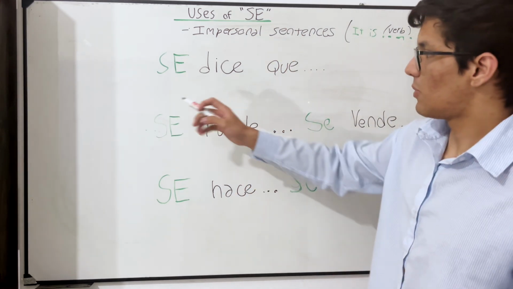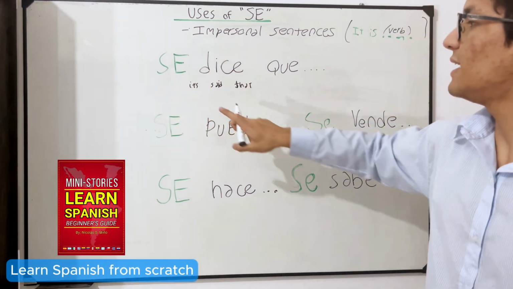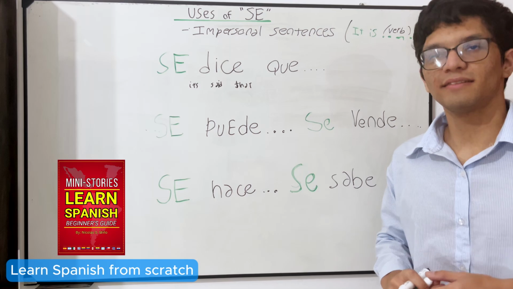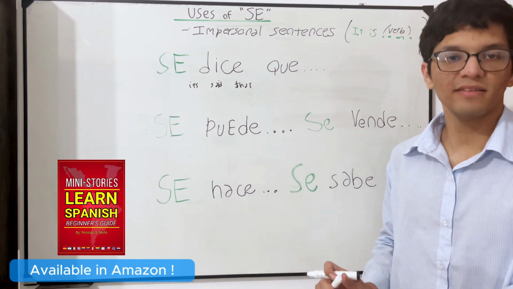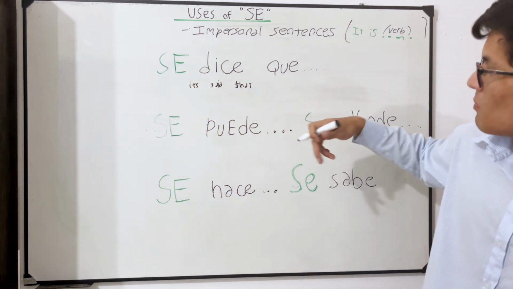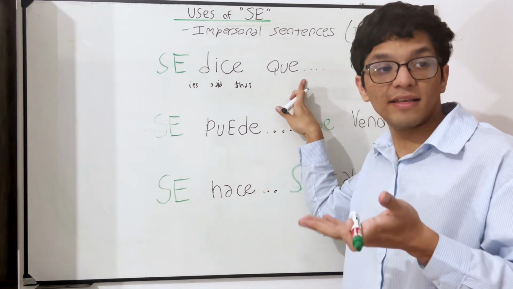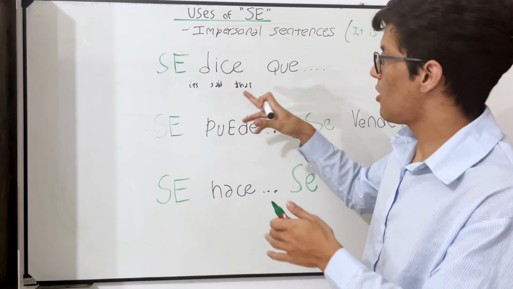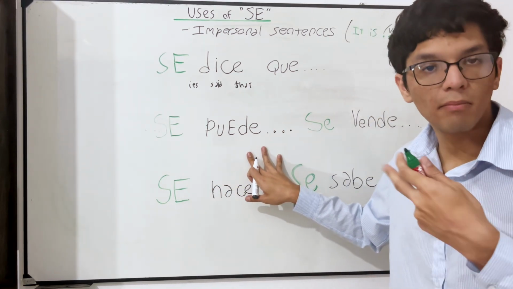The first, for example, se dice que. This means it is said that. For example, I can say Messi is the best player in the world. It is said that Messi is the best player in the world. Okay, so you can say, se dice que Messi es el mejor jugador del mundo. Okay, very simple, right?